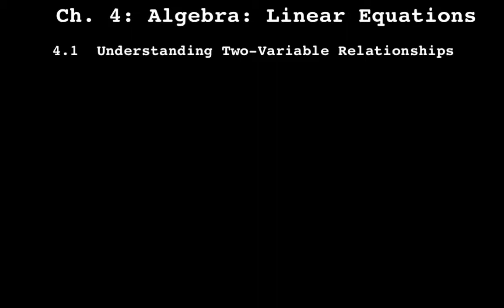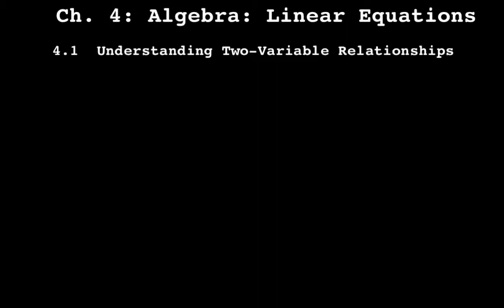So algebra, chapter 4 is linear equations. Word linear, whenever it's linear, it's what kind of graph? It's a graph of a line. So there's all kinds of words in linear. If you look, you can probably find at least 6-7 words in there. But line is the one we're focusing on.